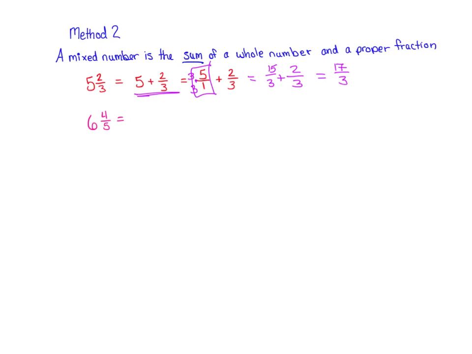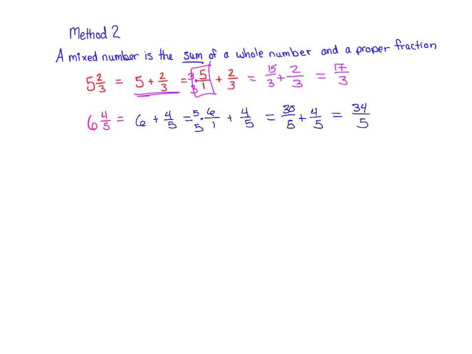All right, what do I rewrite about 6 4/5 if I'm going to use this strategy? What does it become? 6 plus 4/5, which is equal to 6 over 1 plus 4 over 5. What's my common denominator? 5. So 4/5 is going to stay. What do I have to do to the 6? Multiply by 5 over 5. So 30/5 plus 4/5 is going to equal 34 over 5.